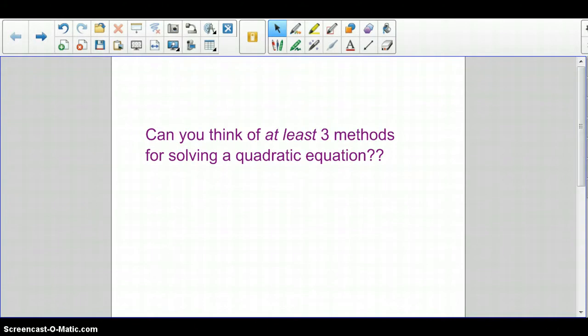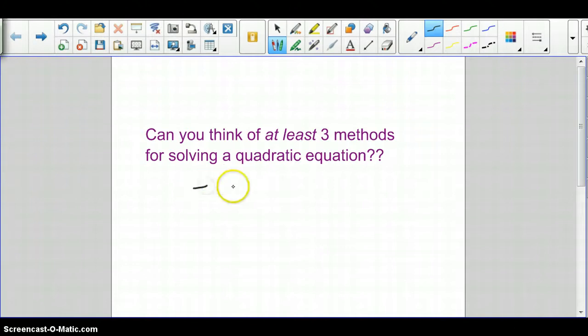Before we get started, I'd like you guys to think about this question that you have right in front of you. Can you think of at least 3 methods for solving a quadratic equation? So think back to what we've been doing. Can you think of 3 methods? Well, I have 3 that I'm going to offer to you guys.